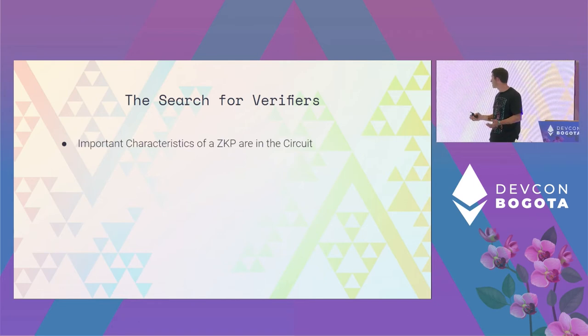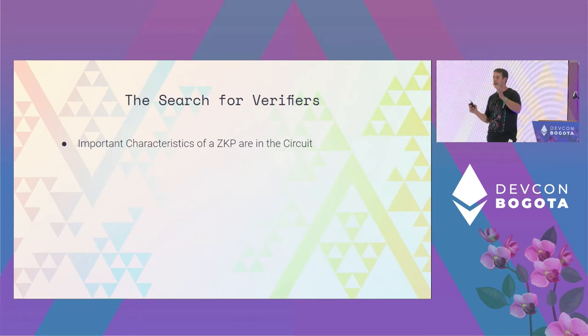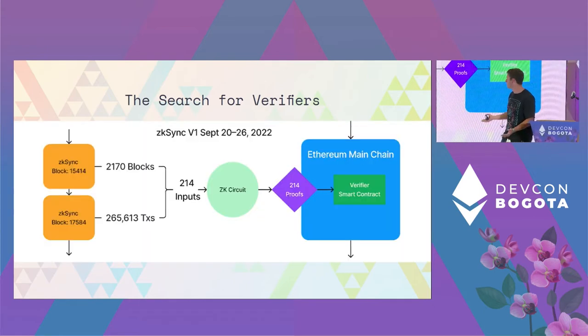The important characteristics of a zero-knowledge proof are in the circuit. So the circuit is going to generate the different characteristics that are important to us. Let's look at a particular ZK sync transaction flow, for instance.